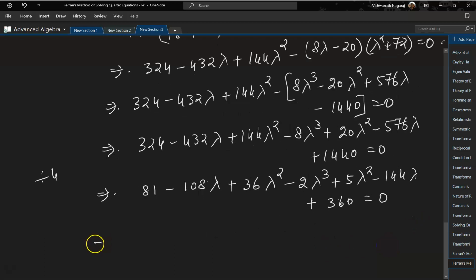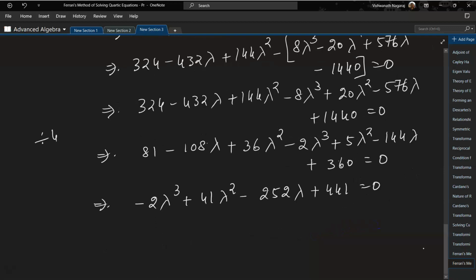Okay. So now let's again simplify it. Minus 2 lambda cube plus 36 plus 5, that is 41 lambda square minus 252 lambda plus 441 equal to 0. Okay, so we have got a cube. We can take this minus to the other side, take minus common out. So we end up with 2 lambda cube minus 41 lambda square plus 252 lambda minus 441 equal to 0.